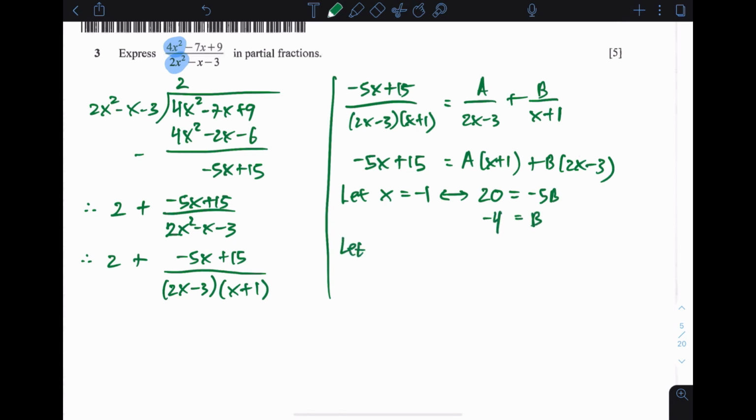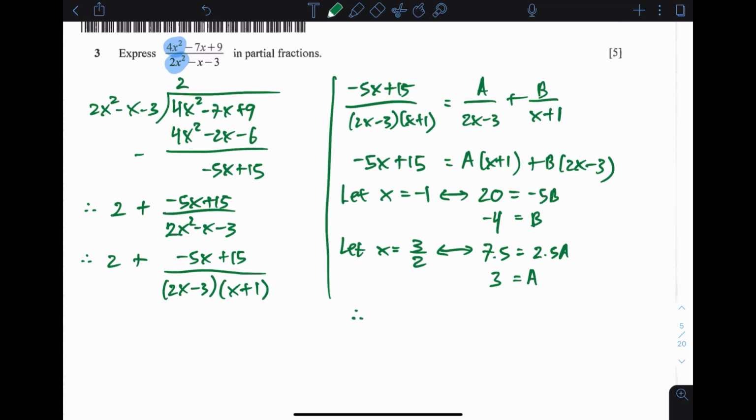If you let x to be, well, this one will be 3 over 2 then. Okay, or you can use any number, doesn't have to be a fraction actually. Okay, this will give us 7.5 on the left hand side. On the right hand side, 3 over 2 plus 1 times by A, that would be 2.5A. So then A must be 3 units.